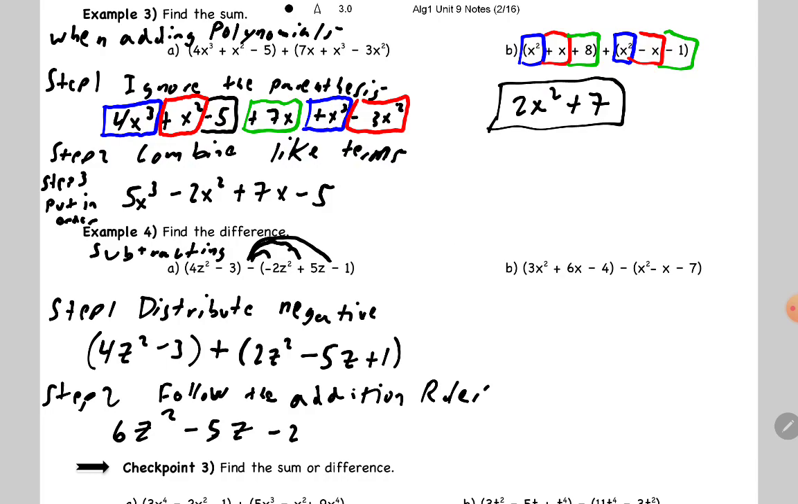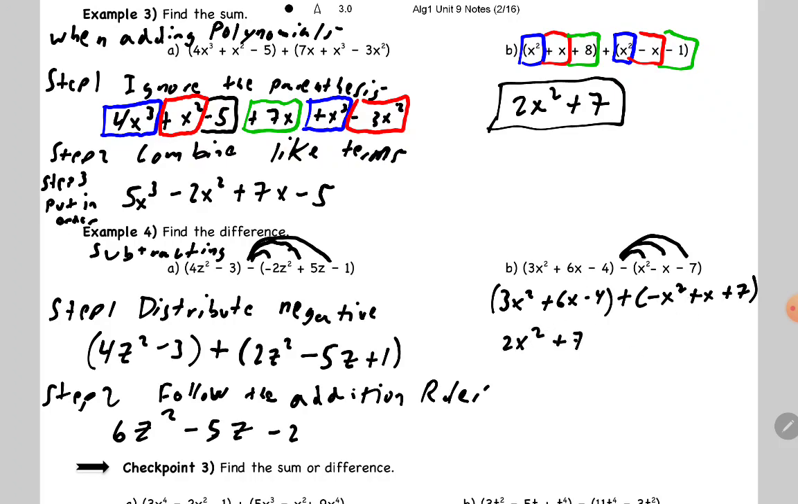Okay, part B. We're going to do the same thing, and we're going to distribute the negative. So I have 3x squared plus 6x minus 4. This changes into a plus. This changes into a negative x squared, but this changes into a positive x, and this is positive 7. Okay, and then we're going to combine our like terms. 3x squared plus a negative x squared is 2x squared. 6x plus another x is 7x. A negative 4 plus 7 is a positive 3. And that is our answer.